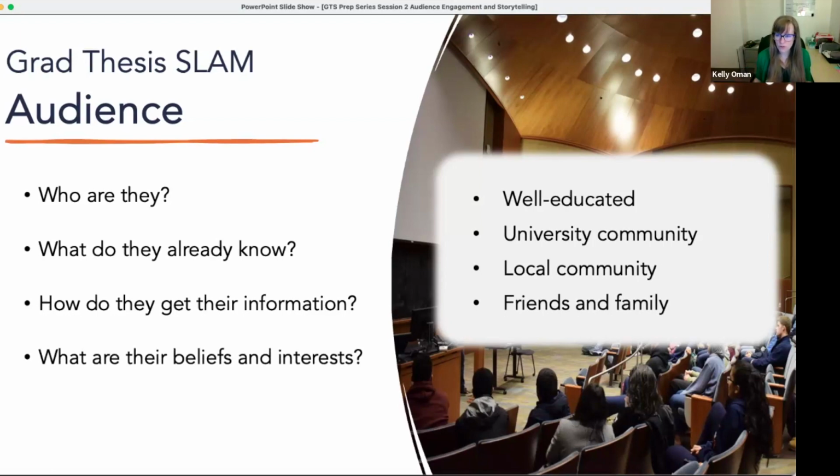And one way that you can do that is to think about how your topic relates to these beliefs and interests, these preconceived ideas that they might have about your research topic, or maybe a personal experience that they have that is related to your topic, or an interest that you can build off of to get them interested in your topic. So all of these are ways that you can think about who that audience is and how you're actually going to appeal to them and get them interested.